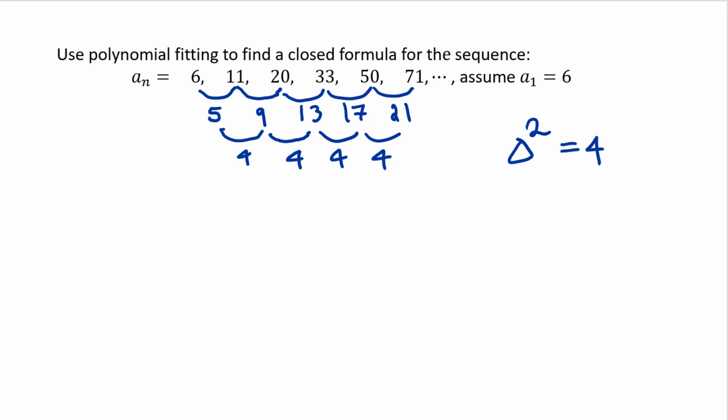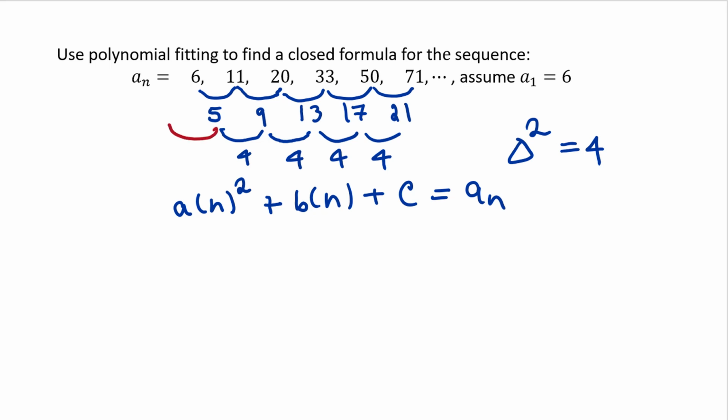Delta just means change. To find the polynomial fitting, we would use the formula a times n squared plus b times n plus c equals a sub n. Now, we are given a sub 1, and we could get a system of unknowns, but we can make it a little bit simpler if we just look for a sub 0. We go back 4 spaces, and so n minus 1 takes us to 0, and for the term of the sequence, we subtract the 5, we get a sub naught equals 5.